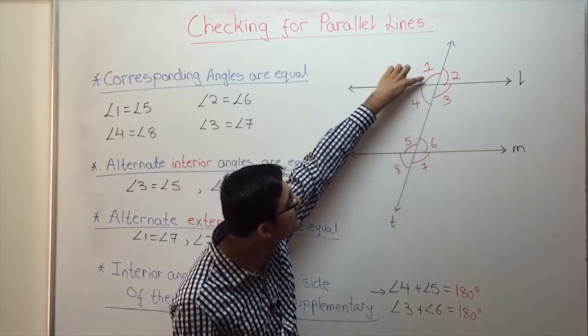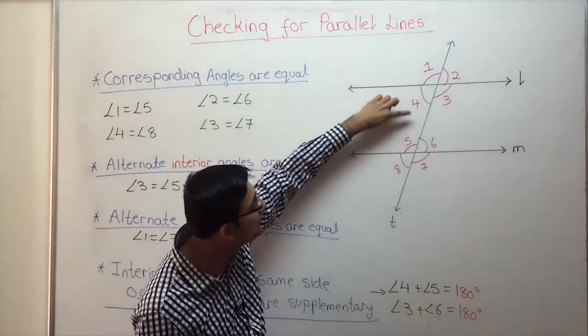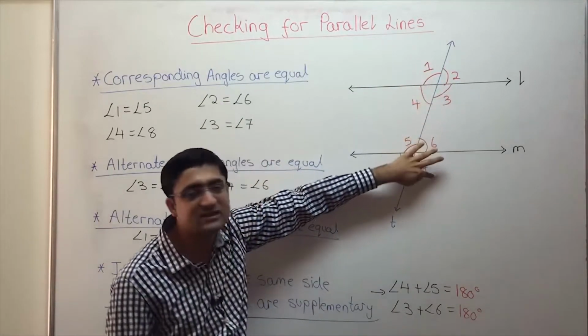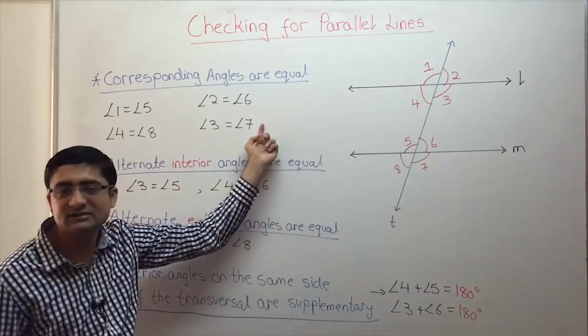Which are the corresponding angles? See, 1 and 5 corresponding, 4 and 8 corresponding, 2 and 6 corresponding, 3 and 7 corresponding. So the corresponding angles are equal.